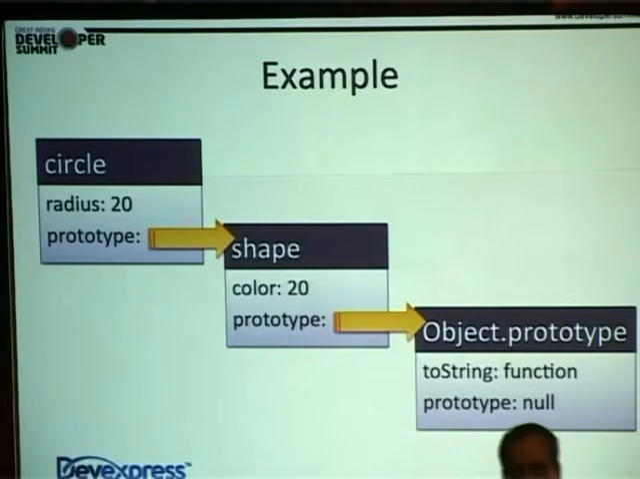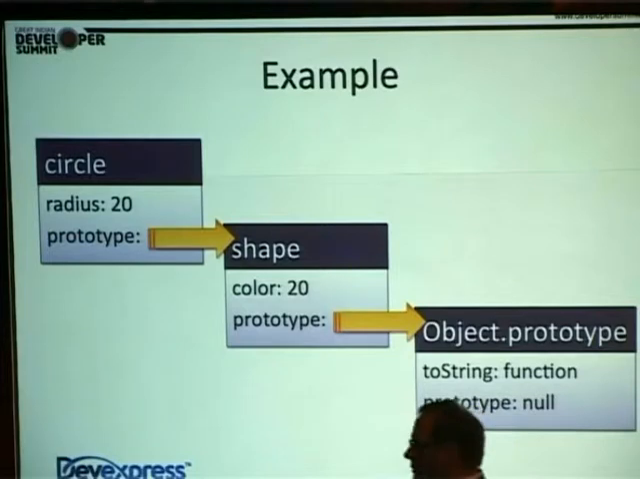The ancestor of all objects is called object.prototype, and it has various functions which are kind of nifty. One of them is toString. So if I did circle.toString, the interpreter would walk down the prototype chain from circle to shape to object.prototype, find toString, and then call it.